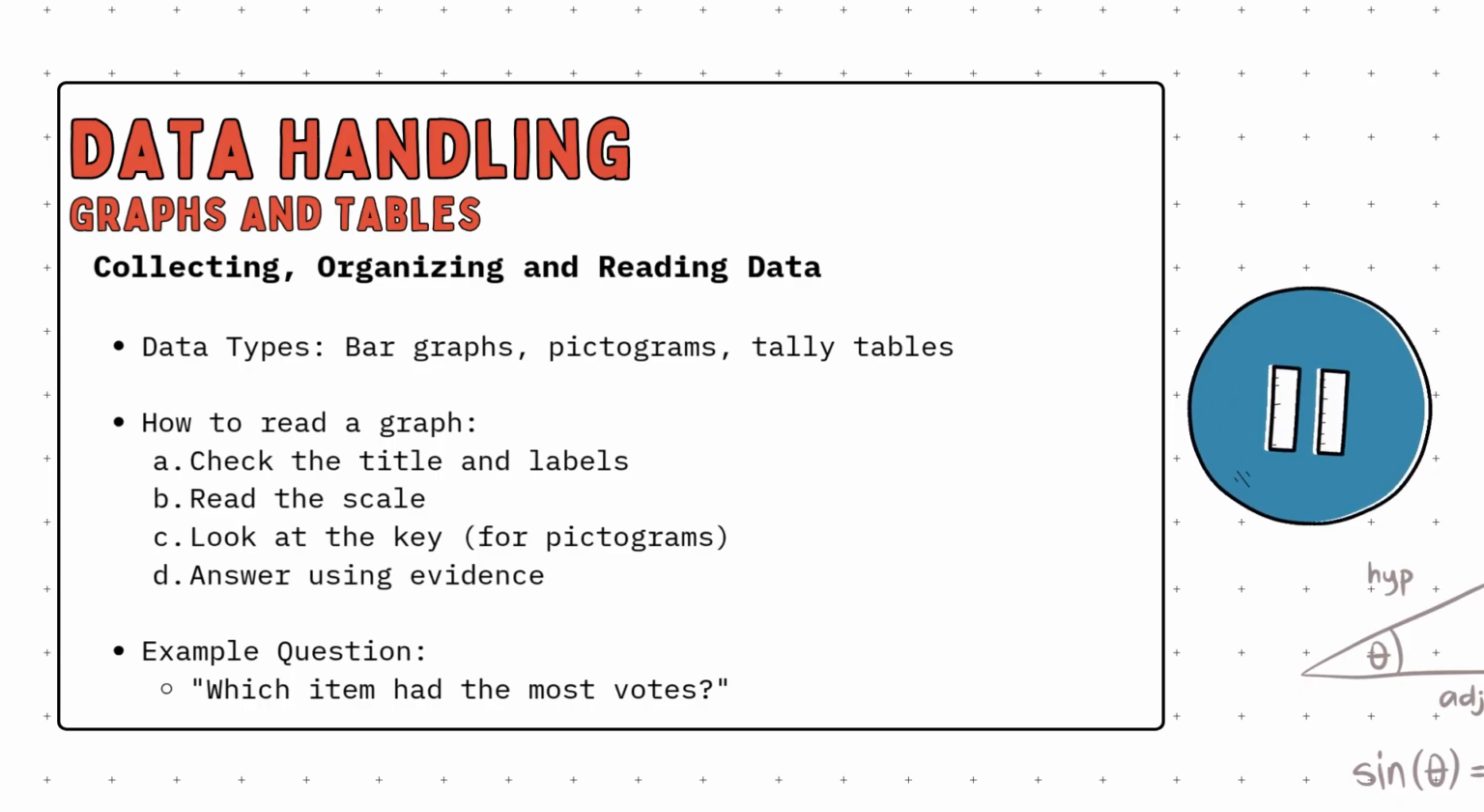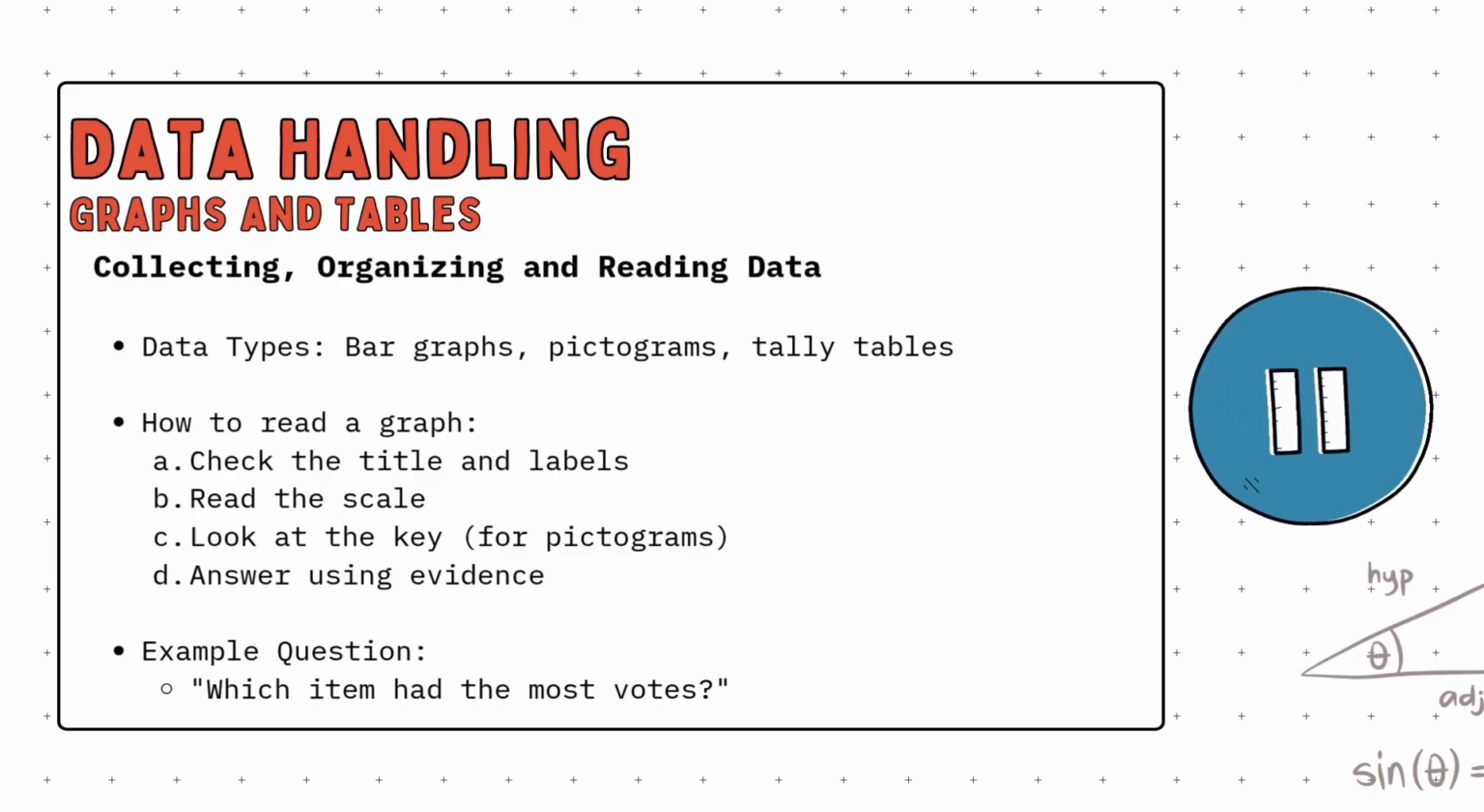Data is information we collect from the world around us. You can find data in many places: on cereal boxes, sports scores, weather reports, and even in the classroom. When we collect data, we often write it down in tally tables. A tally table helps us count quickly and neatly using tally marks.